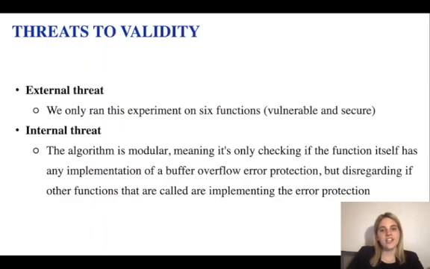Some threats to the validity of the project are as follows. An external threat is that so far this project has only been run on 6 functions, or 3 pairs. An internal threat is that the tool algorithm is modular, meaning it is only checking if the function itself has any implementation of a buffer overflow error protection, but disregarding if other functions that are called are implementing the error protection.